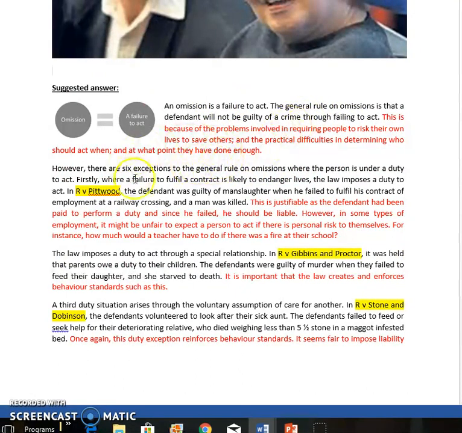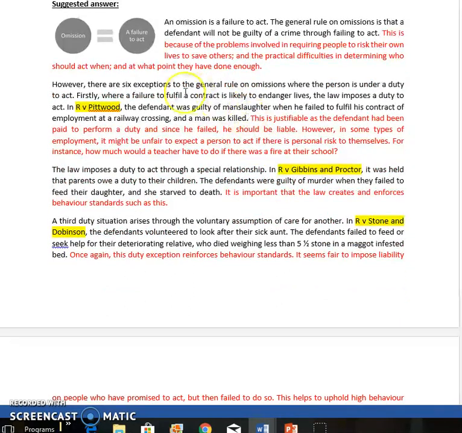So we know that there are 6 exceptions to the general rule where people are expected by law to act. So the first situation is if you've got a duty through a contract, as in Pittwood. So I've said what the law is, but then more importantly, I've said that the case of Pittwood is justifiable because the defendant had been paid to perform a duty, and because he failed, he should be liable.